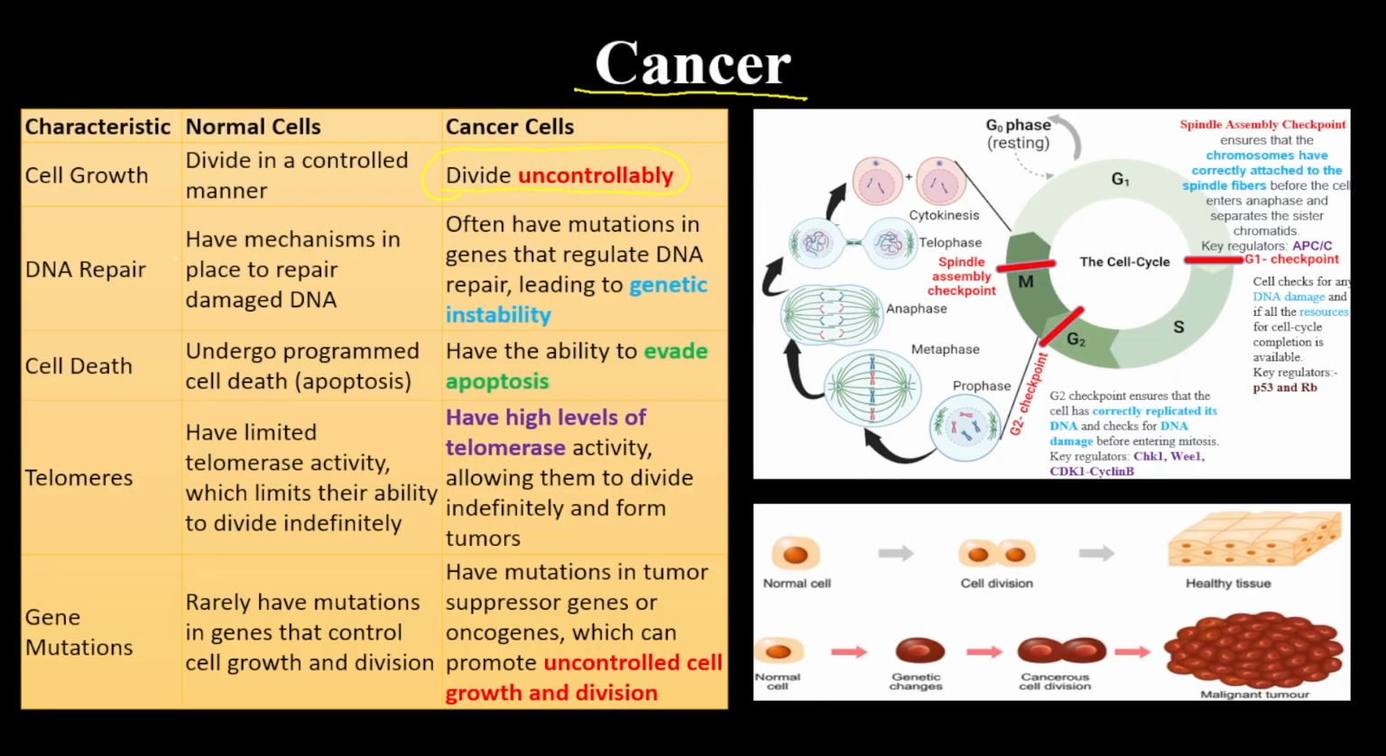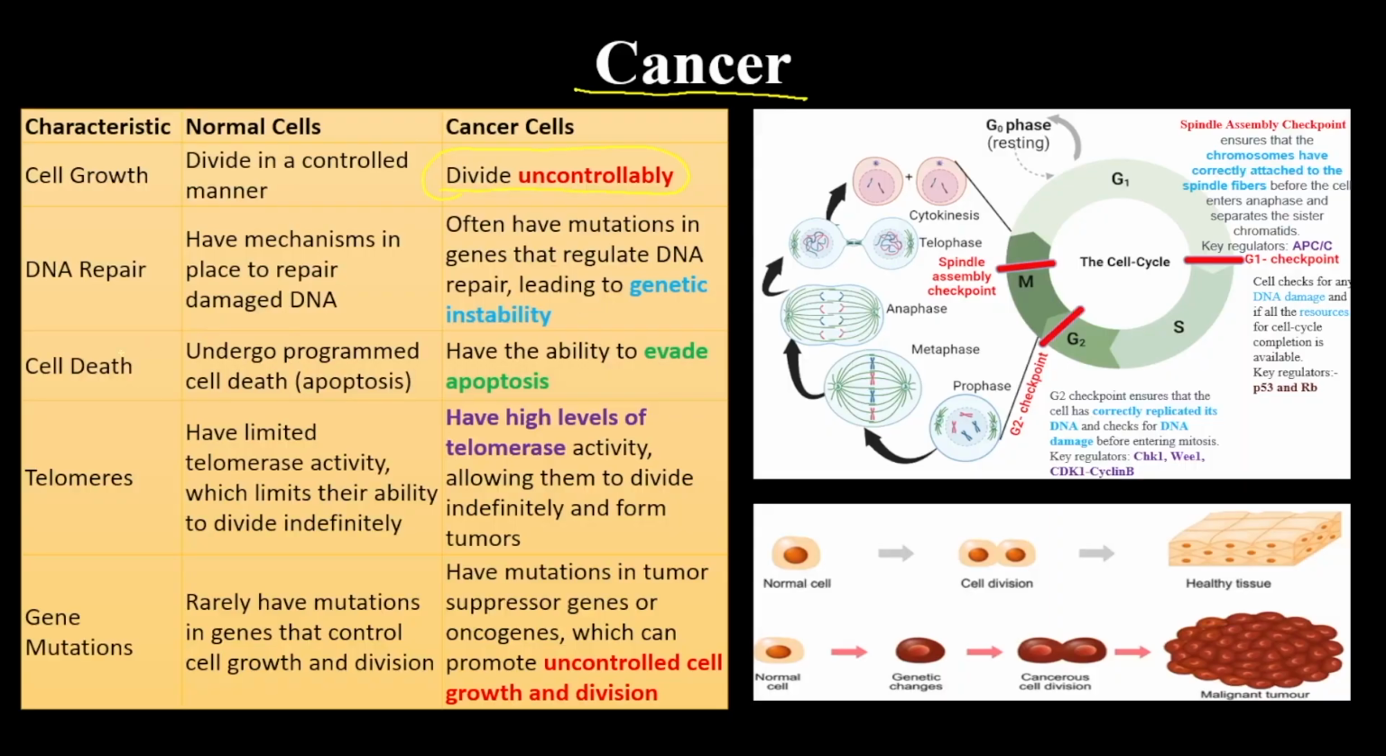Then the normal cell has a limited capacity to repair damaged DNA, right? And as a result, it is going to undergo the process of apoptosis, whereas the cancer cells have an enormous capacity to do DNA repair, and as a result, they can overcome all the damage happening to the genomic content, and that's how they survive after the damage happens.